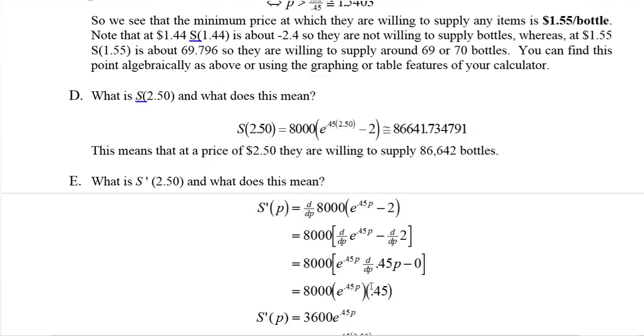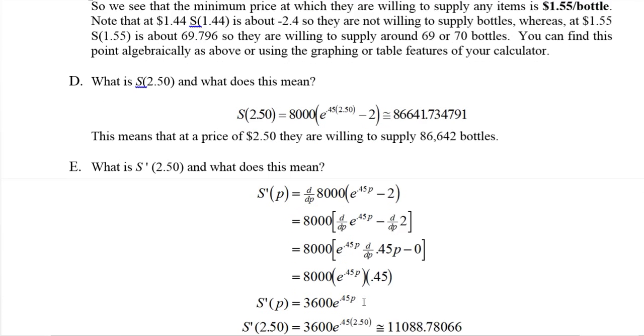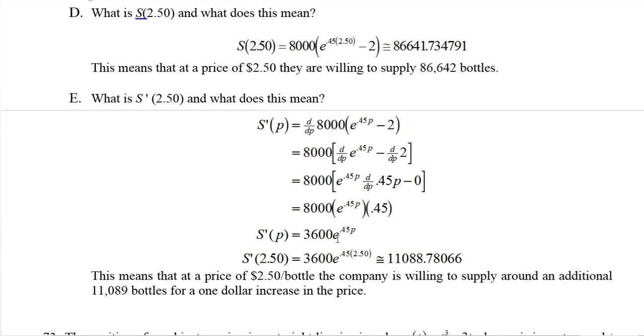Okay, hopefully you followed those steps. And that's going to be S prime of P in general, which reduces to 3,600 times e to the 0.45p. And then S prime of 2.5, plug in 2.5 in place of P, and work that out. It approximately is 11,088, let's say 11,089.